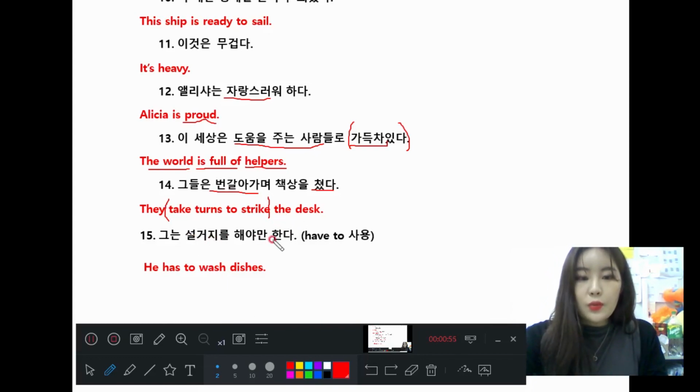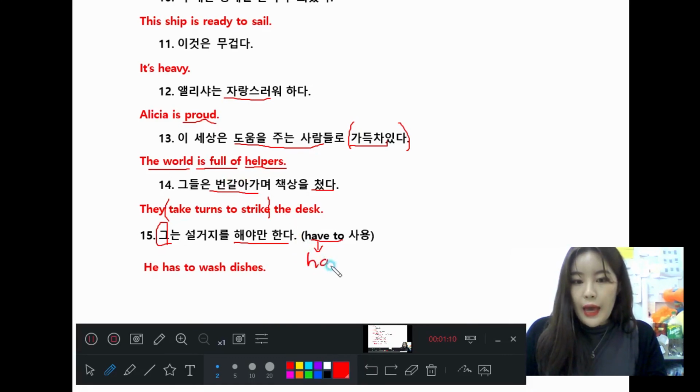And the last one will be 해야만 한다. We also learned the word have to. But this one says 그. Then this has to be changed to has, right? That's why it becomes he has to wash dishes. Alright guys?